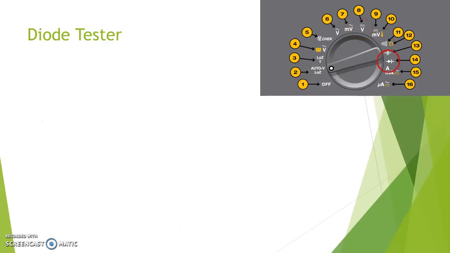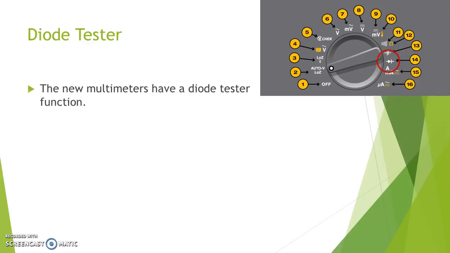Okay, the diode tester. New multimeters have a diode tester function. The new ones do. And with those, you can test the value and polarity of a diode. And we won't do much of that in this class. I'm not going to emphasize this part.